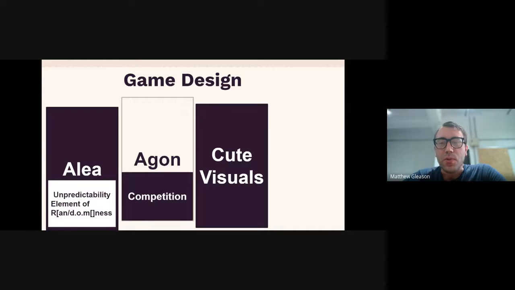Cute visuals, right? Visuals are engaging. So anytime you can include images or pictures, especially ones your students are interested in, like Pokemon visuals, Demon Slayer visuals, or SpongeBob visuals, these tend to enhance our games and activities.